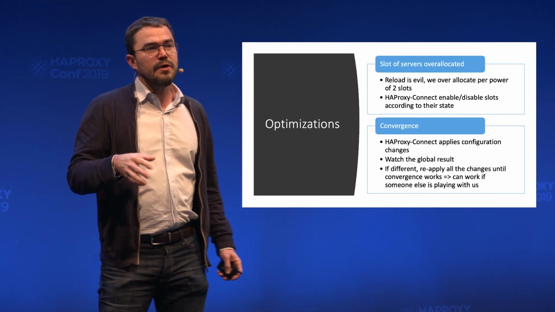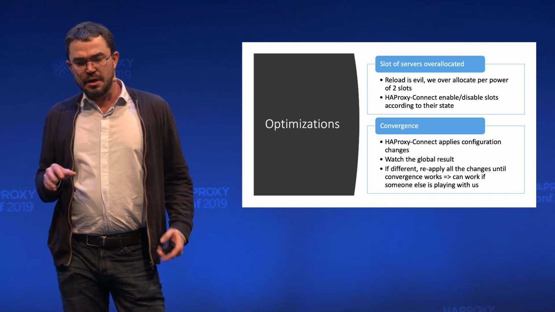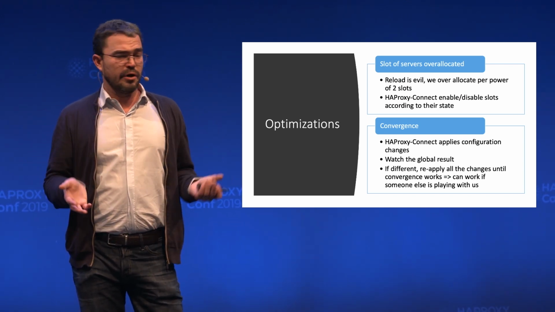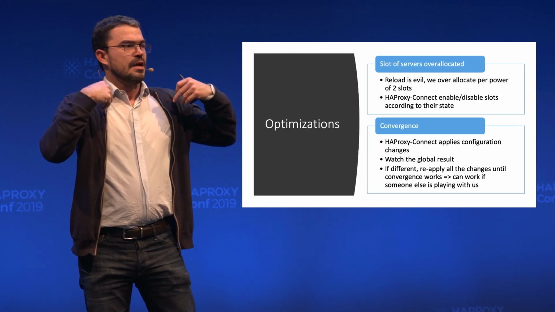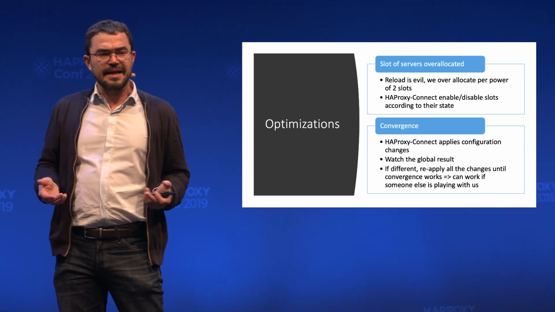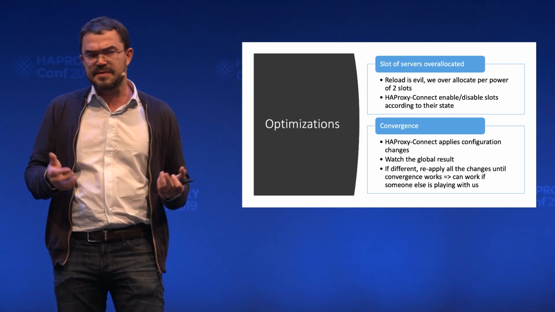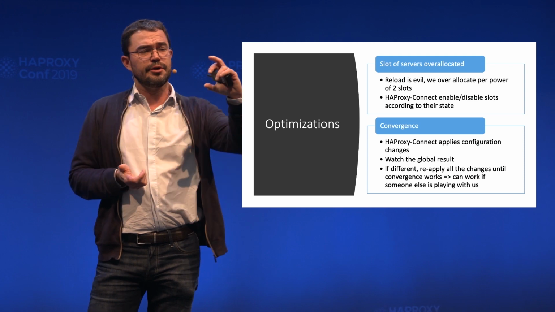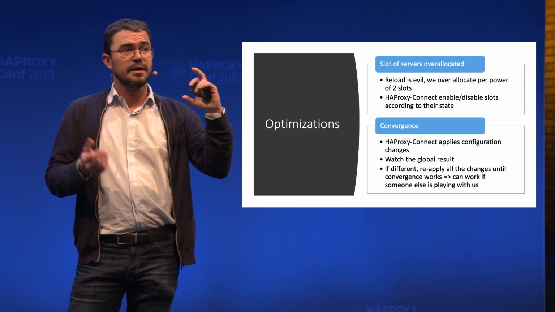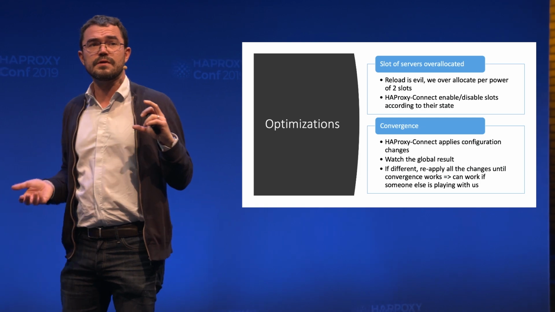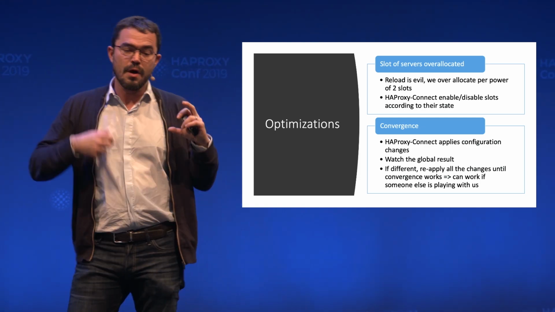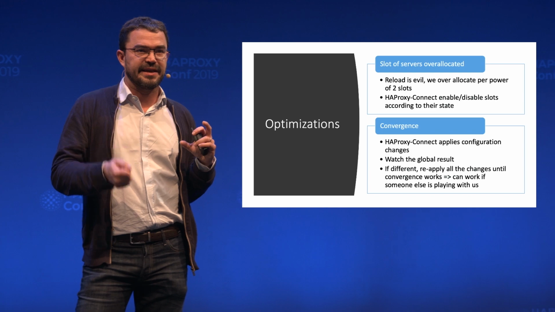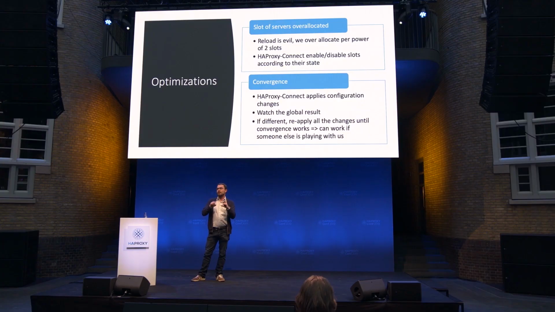So here's a few of the optimizations we put in these systems. First, of course, we are over-allocating the slots of servers, meaning that Consul is sending us lots of updates, sometimes several per second. In HAProxy, whenever you are changing the number of slots for backends, you need to reload HAProxy. And of course, we want to avoid that as much as possible. So we over-allocate the slots of backends per power of 2, so we can just enable and disable the service without reloading HAProxy.